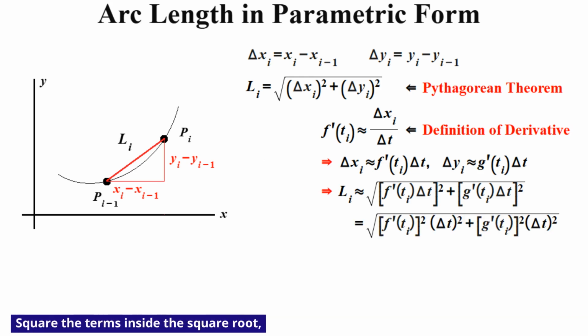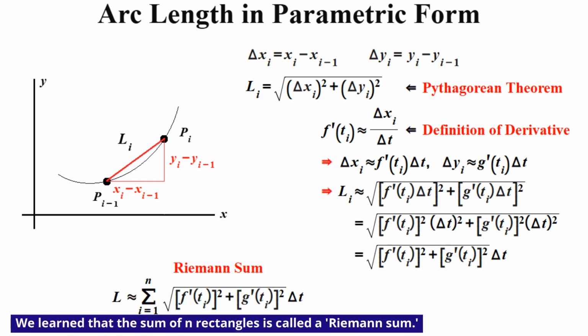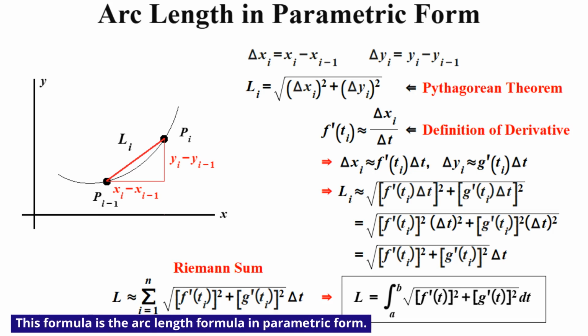Square the terms inside the square root, and factor delta t out of the square root. We learned that the sum of n rectangles is called a Riemann sum. Thus, we can form a definite integral by summing an infinite number of rectangles. This formula is the arc length formula in parametric form.